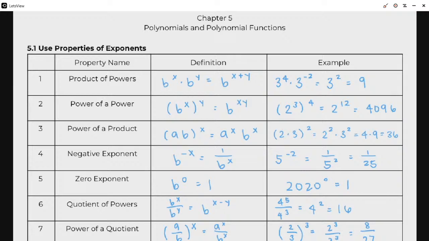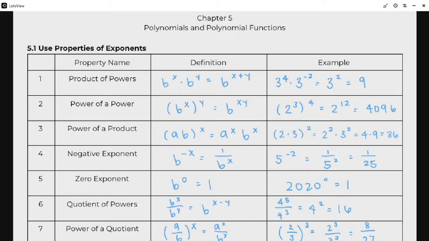The next one is power of a power. So if we have b to the x power and all of that to the y power, we can multiply the exponents. So that would be b to the xy power. So for example, if we have 2 to the third to the fourth, that would be 2 to the 12th, which is 4096.